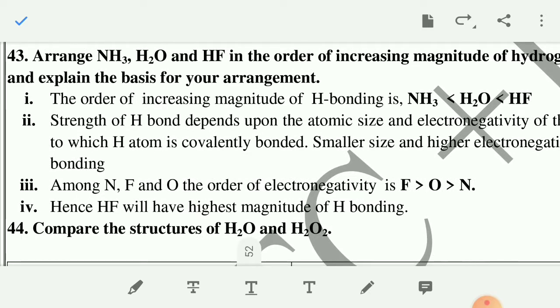Third point, among nitrogen, fluorine and oxygen, consider the order of electronegativity. Electronegativity means the tendency to attract the shared pair of electrons towards itself. Comparing these three, fluorine is the most electronegative compared to oxygen and nitrogen. Hence HF, that is hydrogen fluoride, will have the highest magnitude of hydrogen bonding.